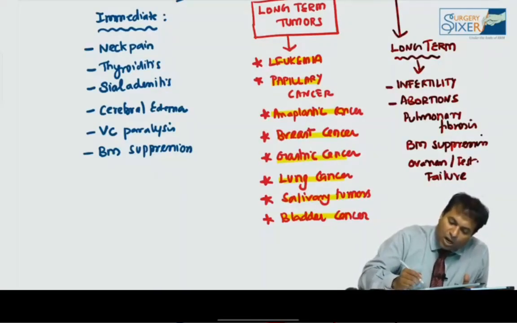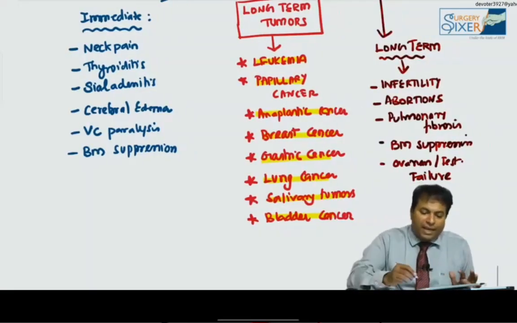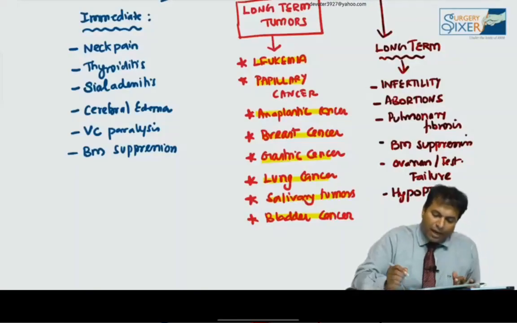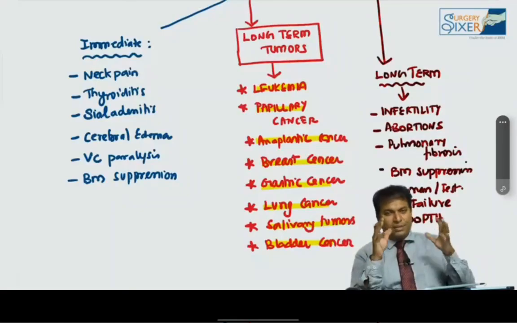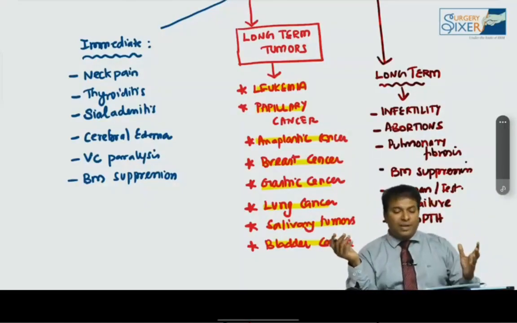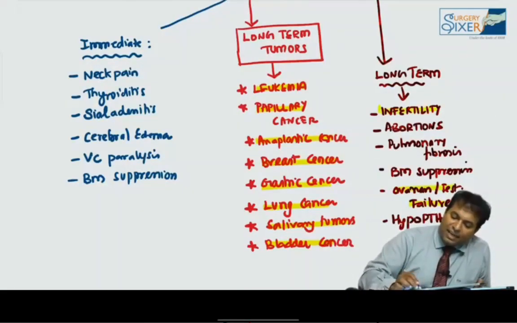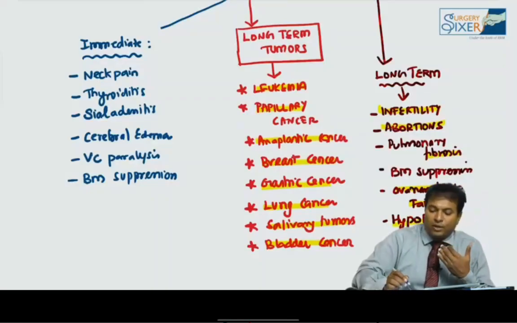These problems can happen in the long term. And apart from that, they can go for hypoparathyroidism. Please remember the side effects. On giving radioactive iodine, immediately you can get sialadenitis, thyroiditis, all those things. In the long term, you can get some tumors, and you will get more issues like damage of ovary and testis, resulting in infertility and abortion. Lung can go for fibrosis, and parathyroid can go for hypoparathyroidism.